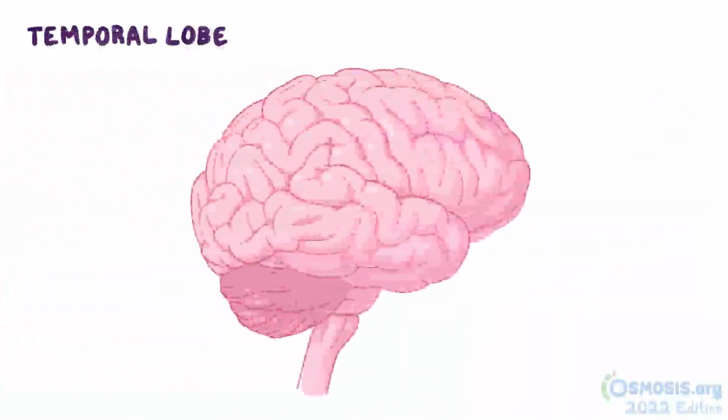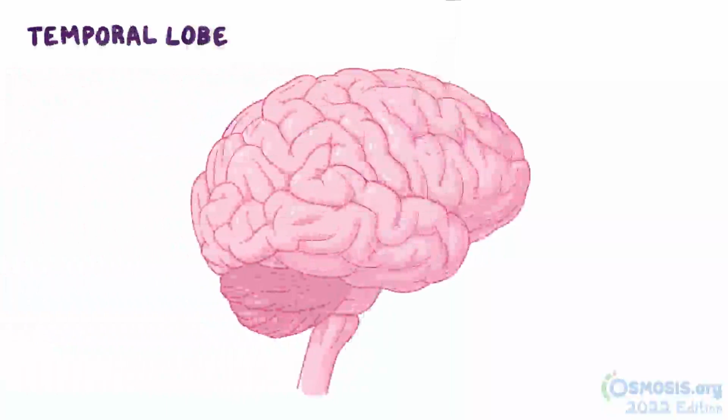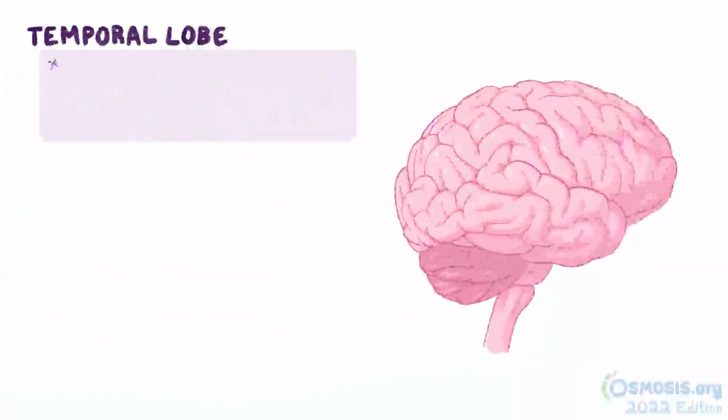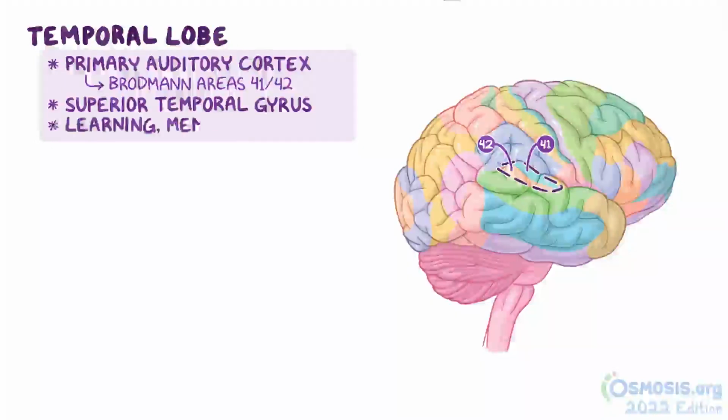The temporal lobe contains the transverse temporal gyrus of Heschl, which includes the primary auditory cortex, and the superior temporal gyrus, that contributes to a part of Wernicke's area. Structures in the medial temporal lobe are important to learning, memory, and emotion.